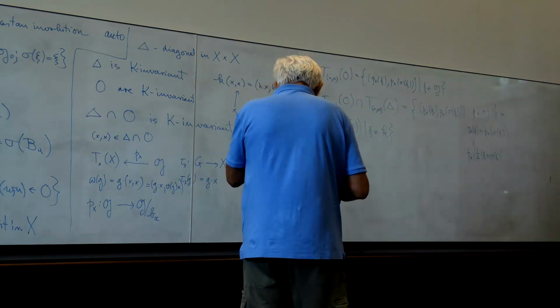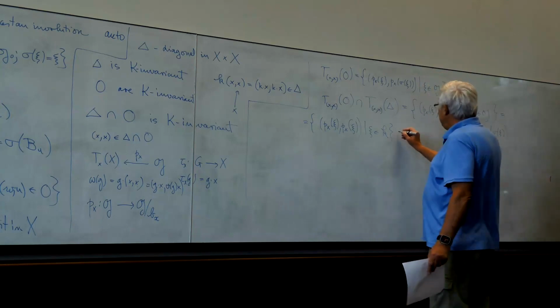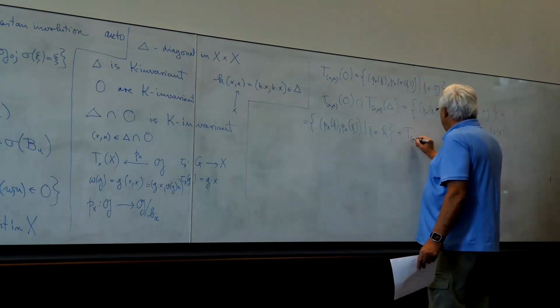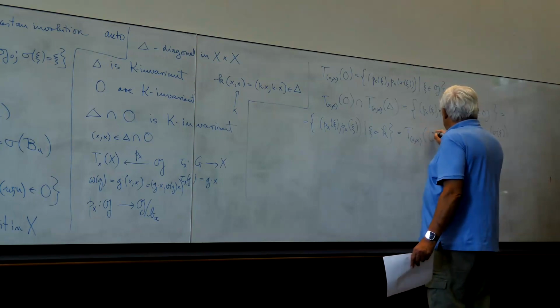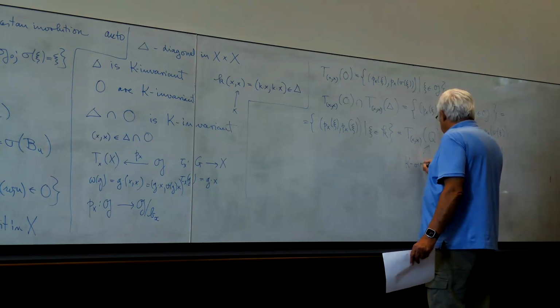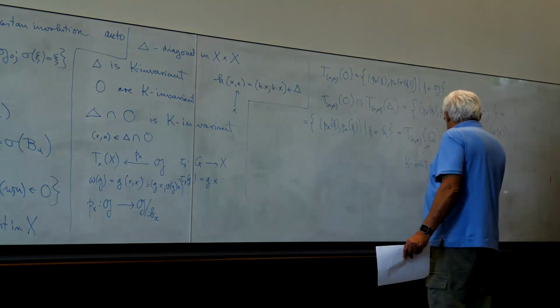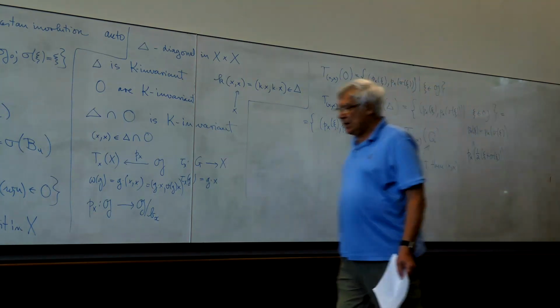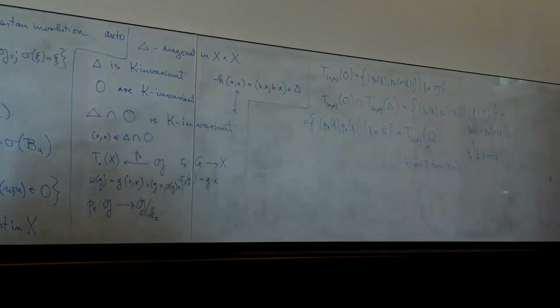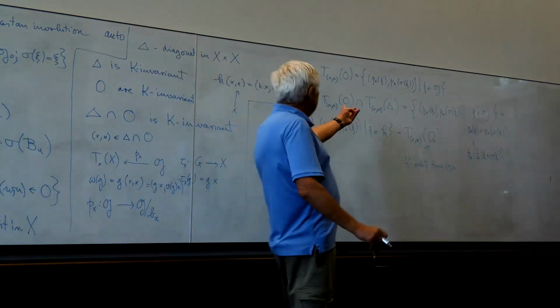And on the other hand, this is clearly the tangent space at the point xs of Q, where Q is the K orbit through the point xs. So the conclusion is that the tangent space of the K orbit is in the intersection of these two tangent spaces.